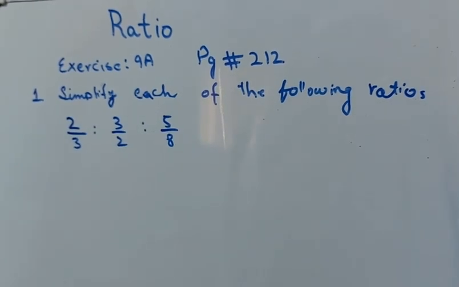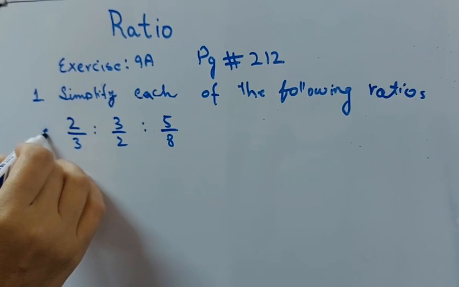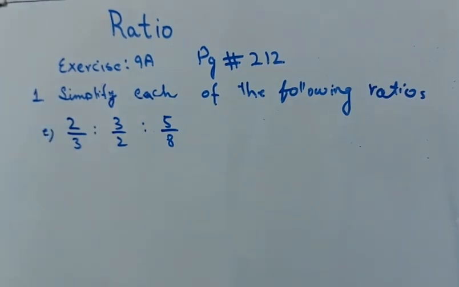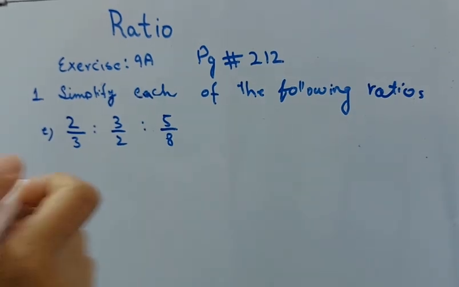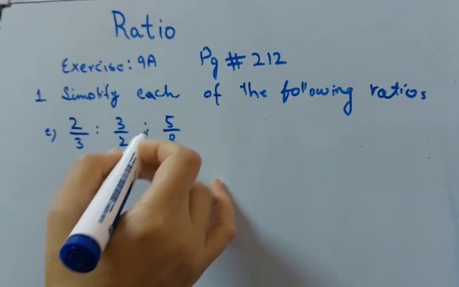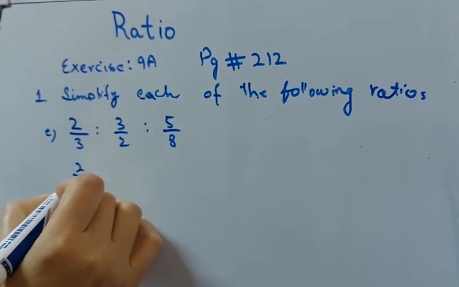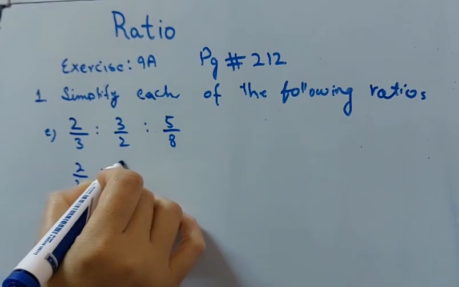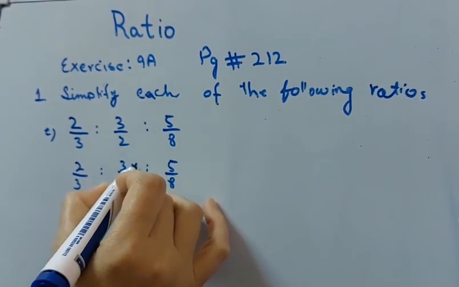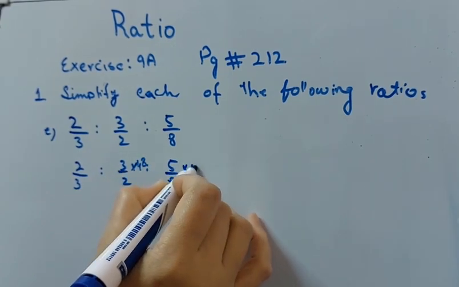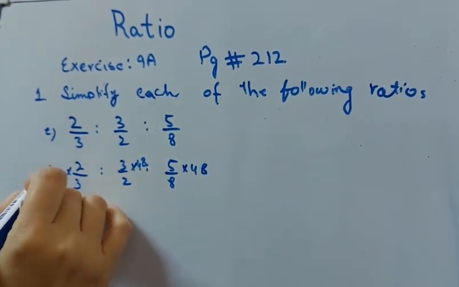Okay, part E is 2/3 ratio 3/2 ratio and 5/8. Now again we have to find out any common multiple, or we will go for the least common factor by multiplying all these terms with each other. So it will become 48. So what we will do, we will multiply all these fractions with 48. Multiply with 48, multiply with 48, and then multiply with 48.